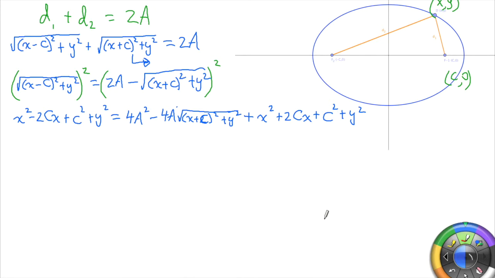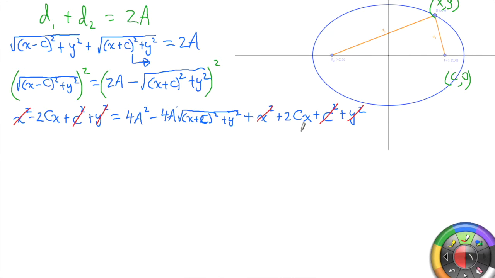Alright, now depending on how things are going to move around here, I'm going to shift everything to the left that does not have a square root. So I'm going to move the x squares across. When I do, they're going to cancel. I'm going to move the 2cx across. When I do, it becomes negative 4cx. I'm going to move the c squared across, so that one will cancel. I'll move the y squared across, and that one will cancel. So the ones that go away are y squared, c squared, x squared.